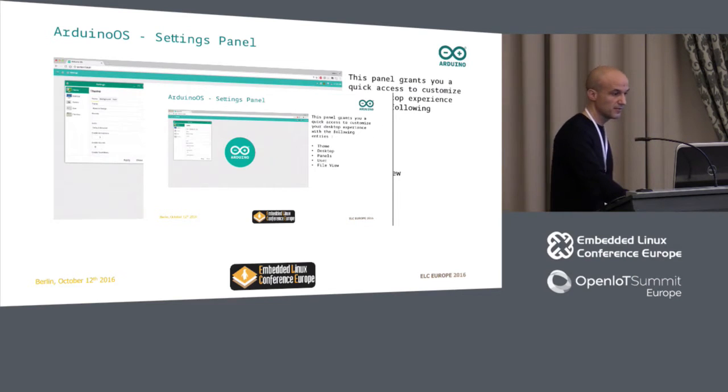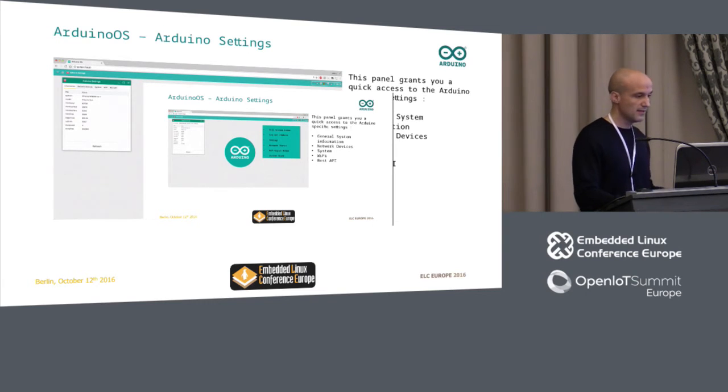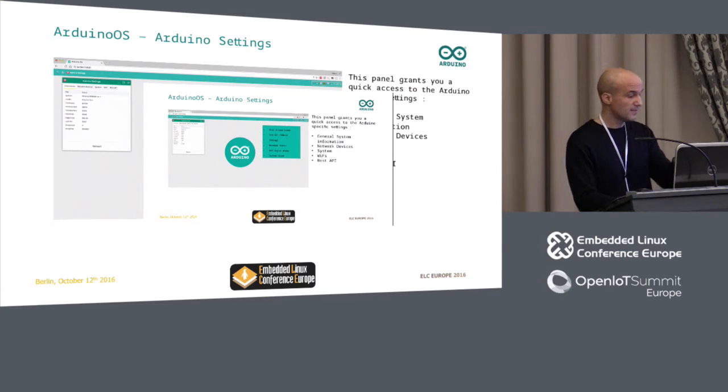So, at a glance, this is the settings panel where you will find access to the most common entries, like desktop, desktop theme, some panels, user configuration, file view. Again, the settings panel instead gives you direct access to Arduino specific settings, such as general information, network devices, Wi-Fi, and REST API. And as you can see, there are also some warning icons in the top right part of the screen.